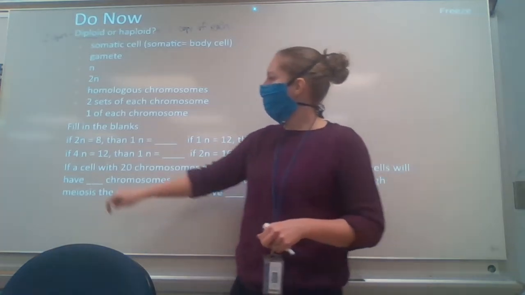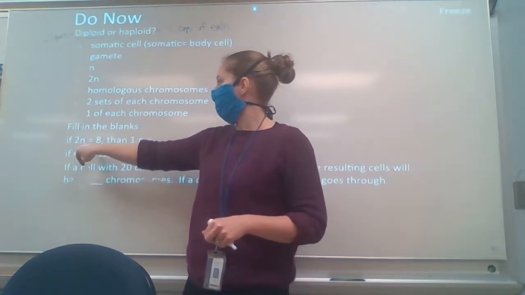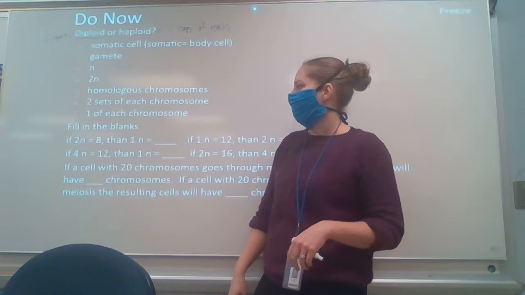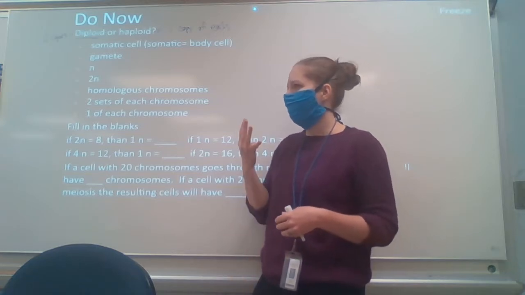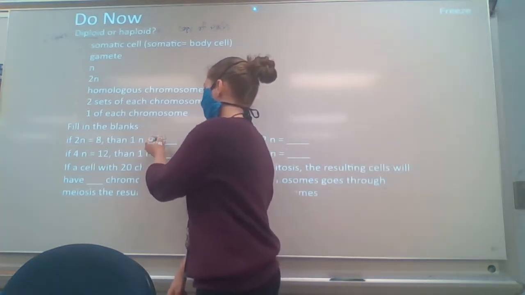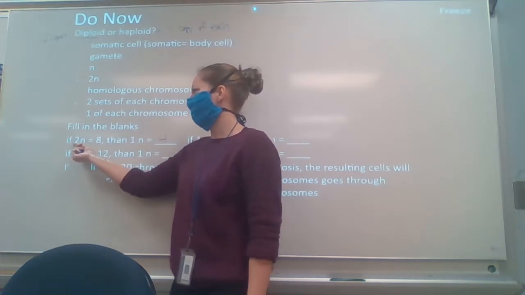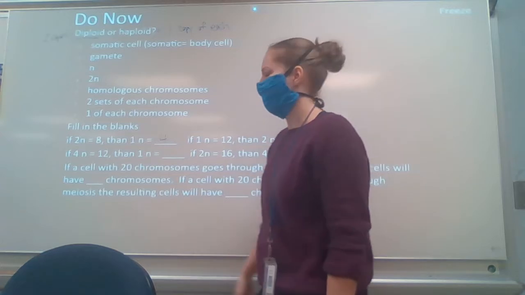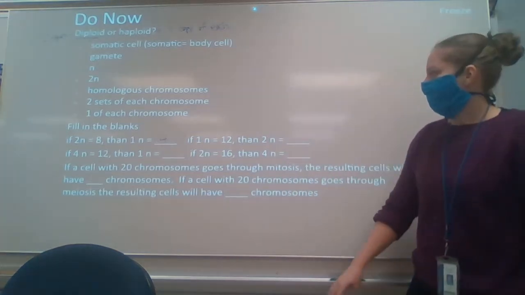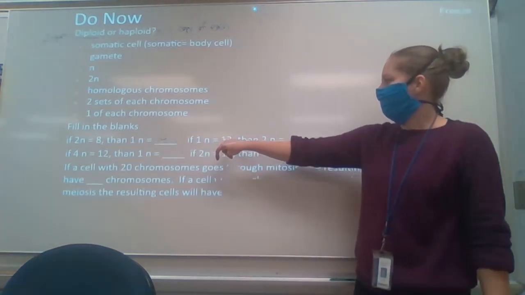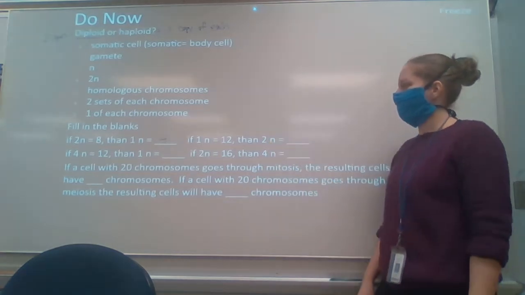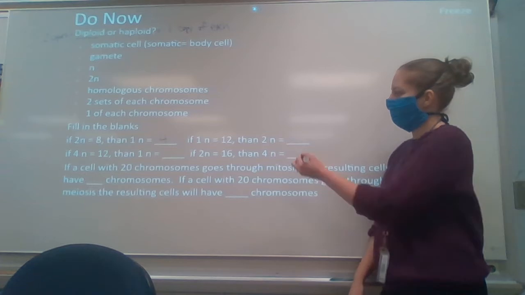So if a diploid cell has 8 chromosomes, then a haploid version of that cell is only going to have 4. You can think about it, if this was 2 in math, 2x equals 8, then 1x would equal 4, right? So you can think about it kind of mathematically too. If a haploid cell has 12 chromosomes in an organism, then the diploid cell of that organism would have 24, right?